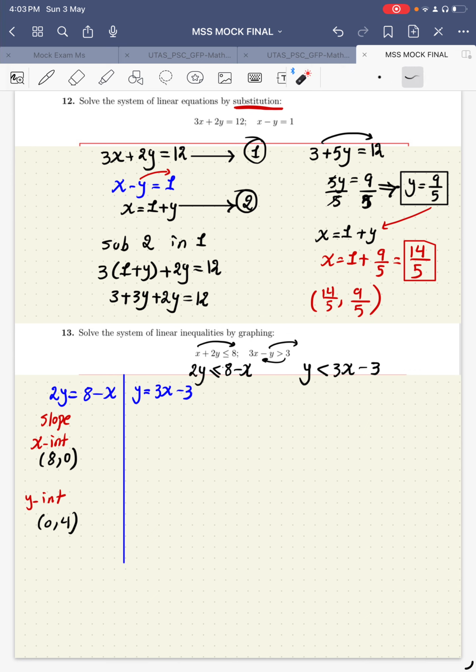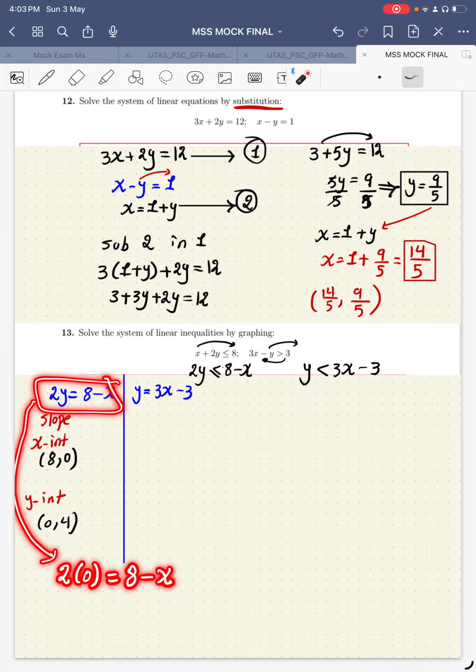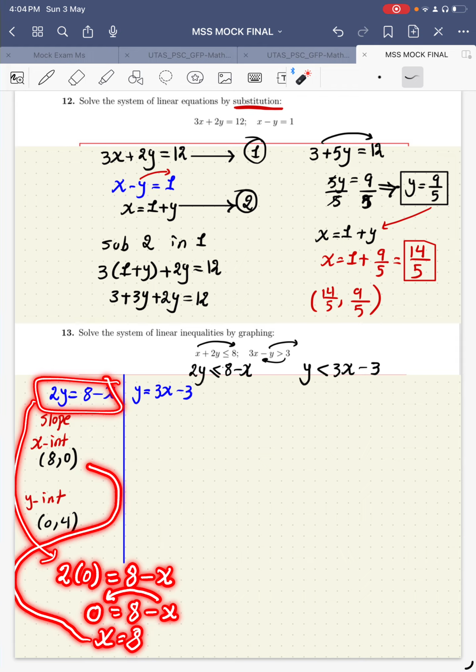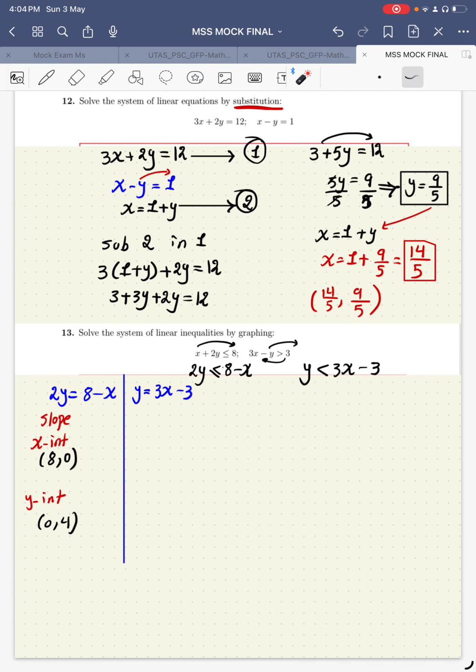Again, let's go here. If I want to find the x-intercept, what I'm gonna put? I'm gonna put y equals 0. So I'm gonna have 2 times 0 equal 8 minus x, so 0 equal 8 minus x. I'm gonna take minus x to the other side, so x equal 8, and that's gonna be my x-intercept. For the y-intercept, I'm gonna put x equal to 0, so I'm gonna have 2y equal 8 minus 0.